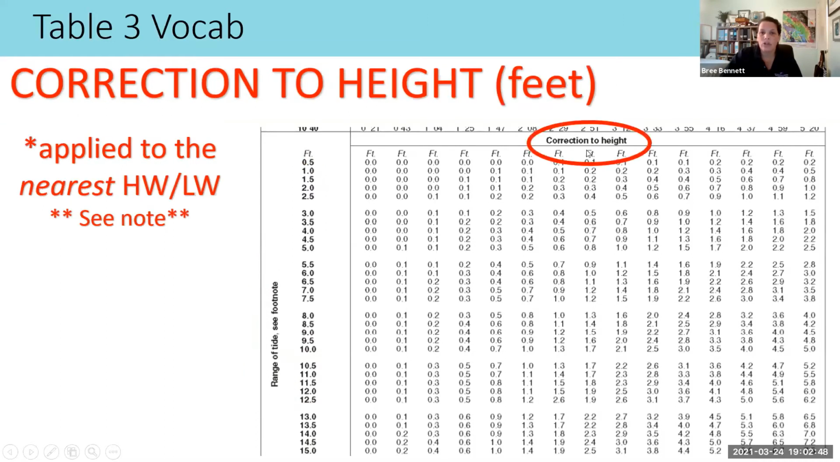Then we have the correction to the height. This applies to that highest or lowest water, whatever one we went to before according to time. We're going to according to feet as well. And this is the number that we're going to apply as our correction. And you'll see my graph of how to do this. Again, this is in feet. Our range is in feet. This whole bottom section is all about the feet, the height.